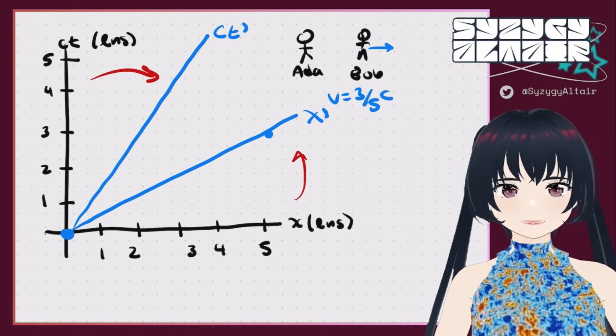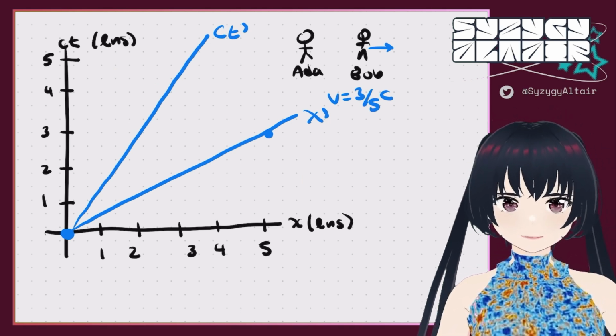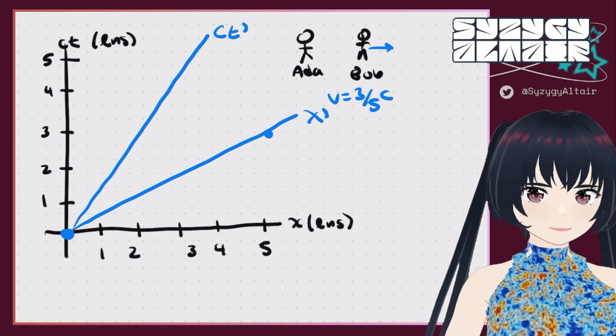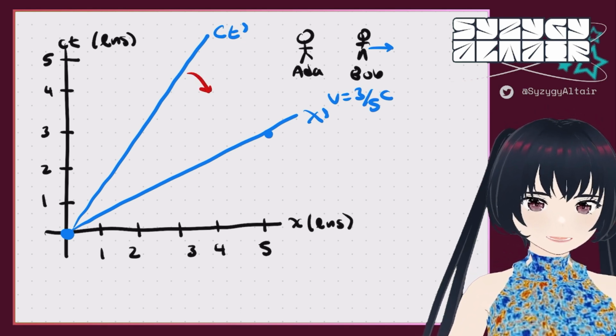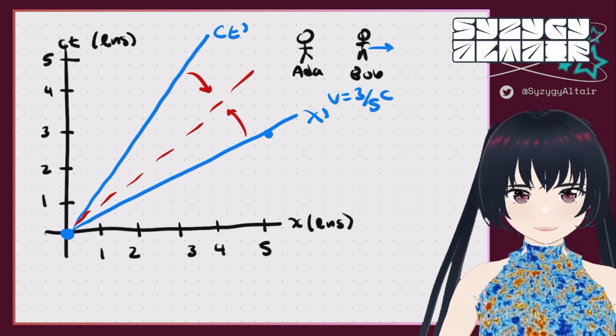Here's also something fun to consider. What happens when Bob approaches the speed of light? Then the x-prime axis and the t-prime axis would both tip towards that dashed line, representing the speed of light. The axes would be the same.